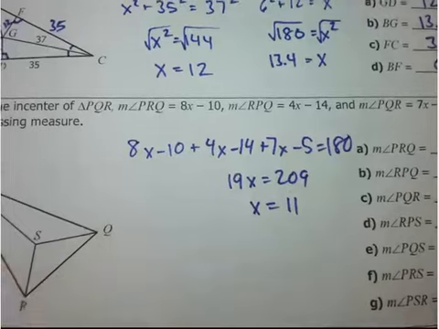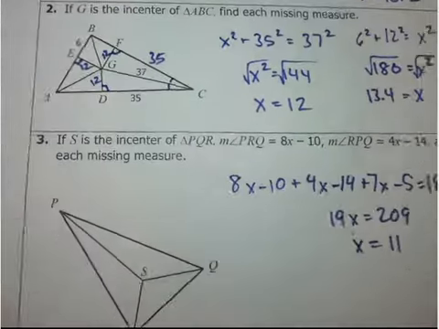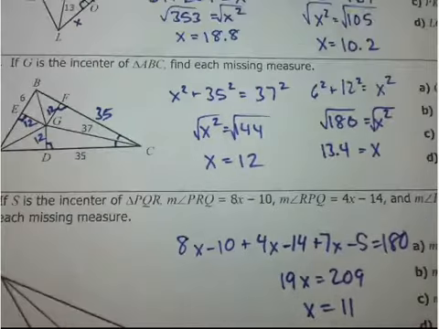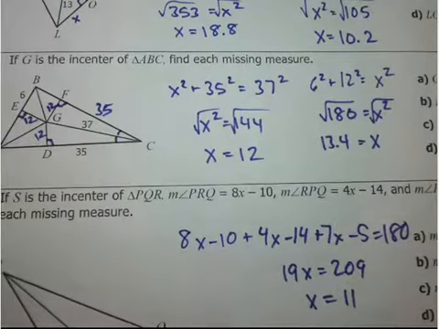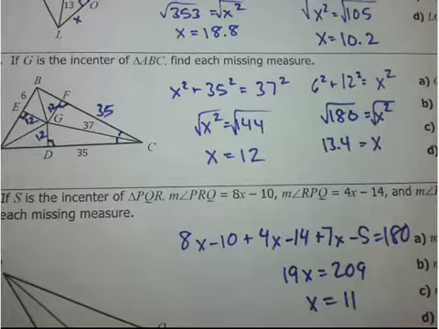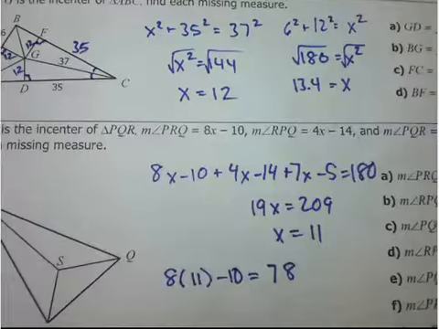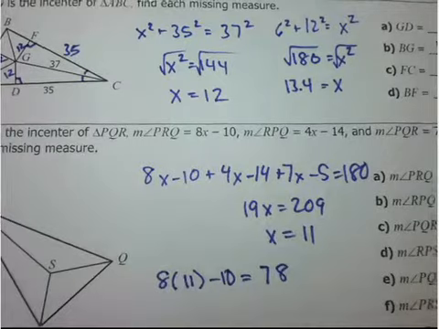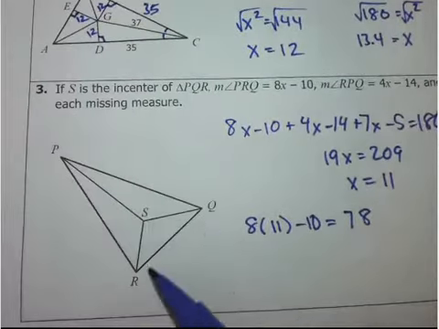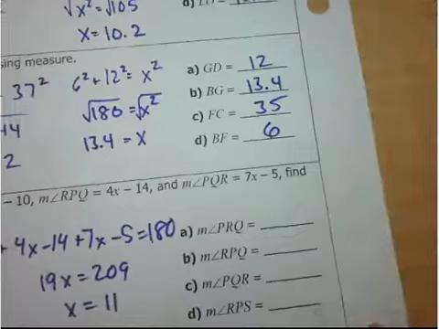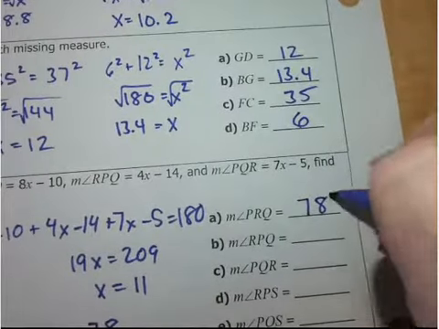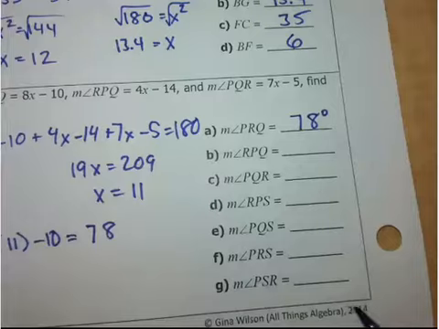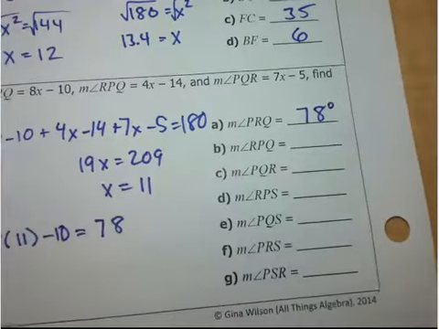All right, so now that I know that x is 11, what I'm going to have to do is go back and plug 11 into 8x minus 10. So 8 times 11 minus 10, I get 78 degrees. So that means that the larger angle here, PRQ, is going to be 78 degrees. And then I'm going to drop down to where they're asking for PRS.